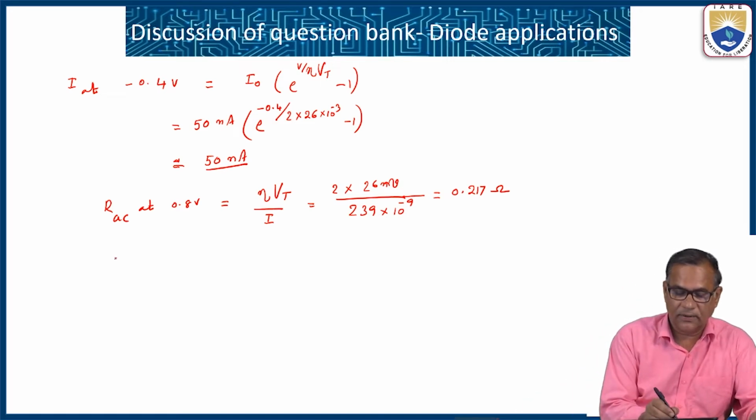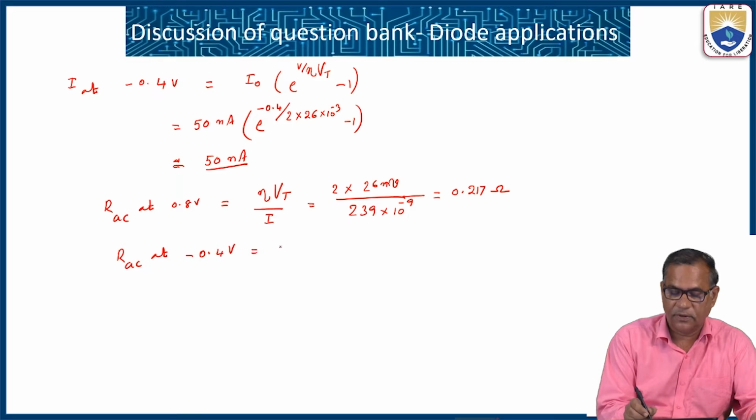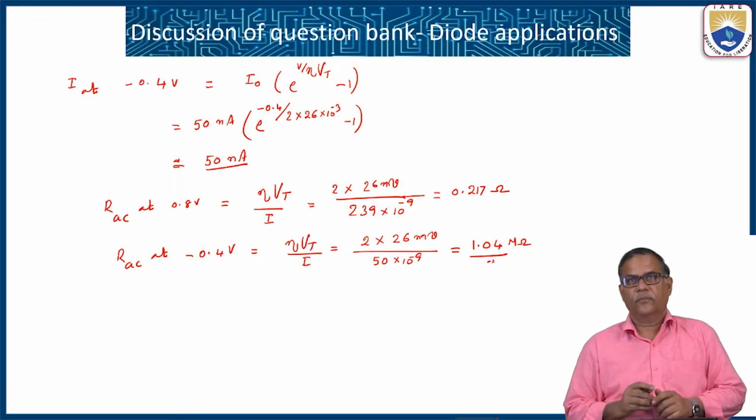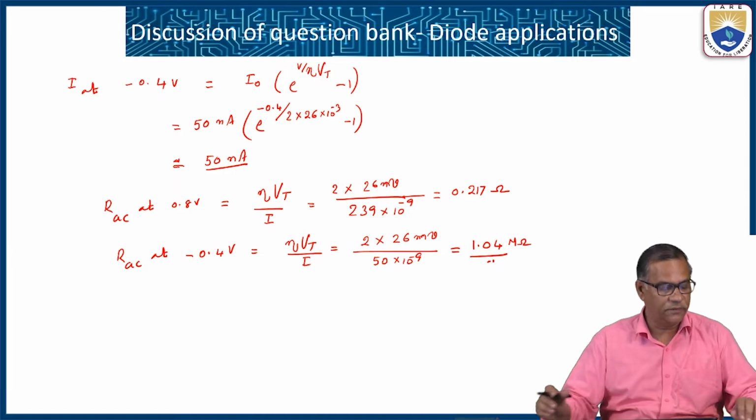Now similarly, let us calculate RAC at minus 0.4 volts. So this is equal to eta Vt by I. So eta is equal to 2 and 26 millivolts, and current is 15 nanoamperes. So 15 into 10 power minus 10. So this will come approximately 1.04 megaohms. So this is the solution for this problem.